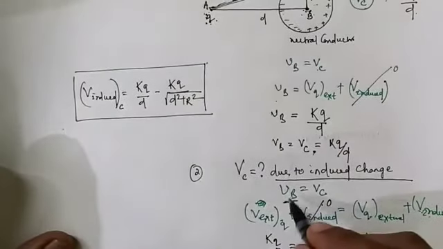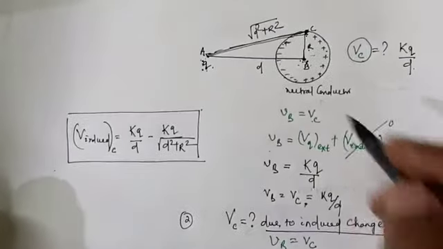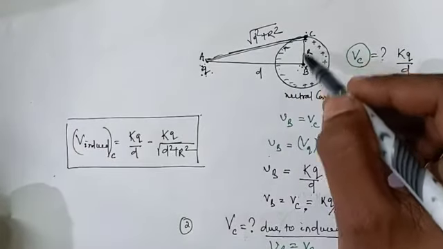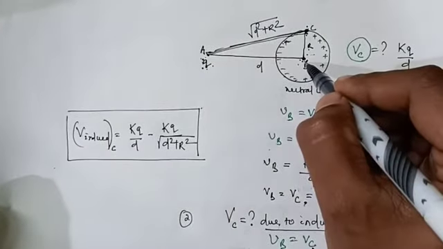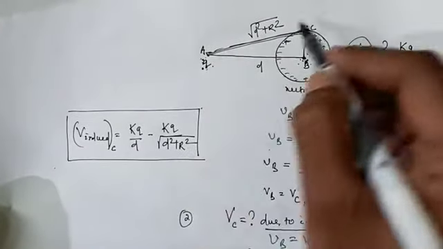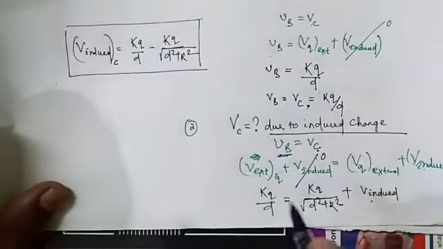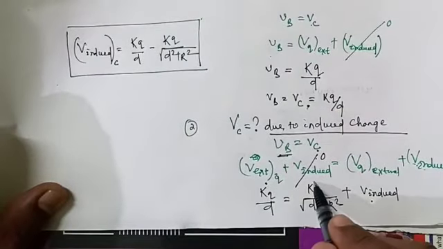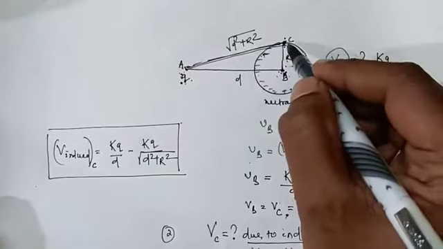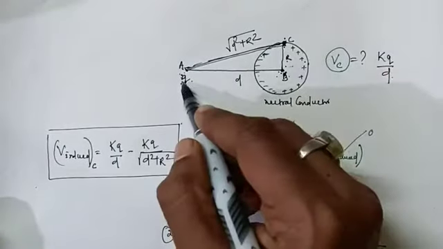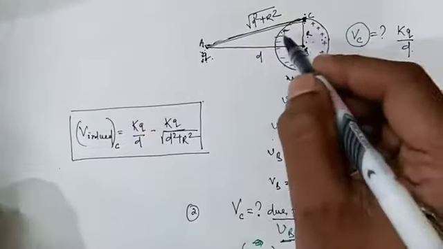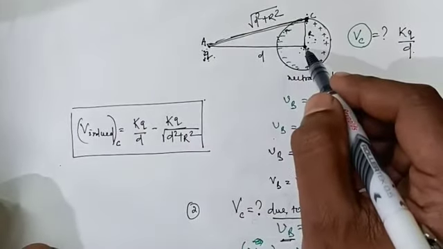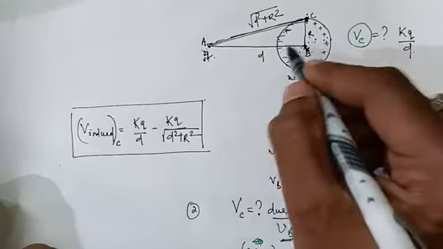I know the potential of B equals the potential of C, because a conductor behaves like an equipotential surface. Everywhere the potential remains the same. And the potential of B is due to how many charges? Due to this charge and due to induced charges. So write this charge, external charge, and induced charge. Similarly, potential at C is due to how many charges? One is this charge and the other is due to induced charges. But due to induced charges, potential at B is 0. Why 0? Because they are equidistant and symmetrically arranged. That's why it is 0.